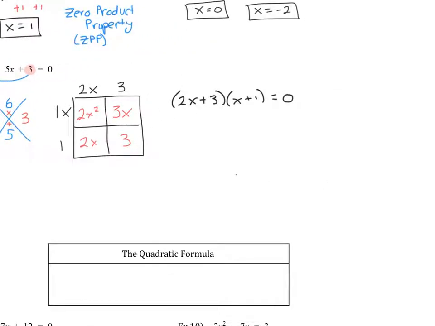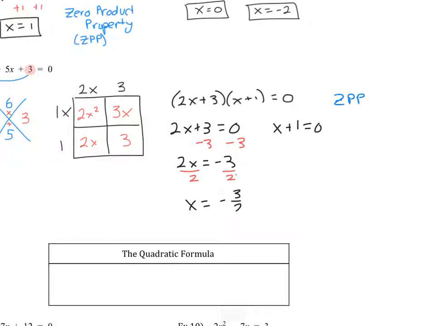And since I have factored, that means that I am ready to use the zero product property. So I set each factor equal to 0 separately. So here I'm going to subtract 3 and divide by 2. So I have x equals negative 3 over 2, sorry. And then here, I'm going to subtract 1 from each side, and I have x equals negative 1. So again, I have two answers.